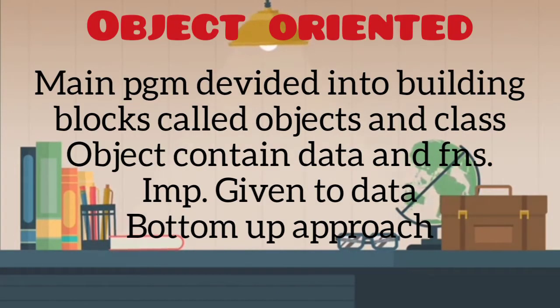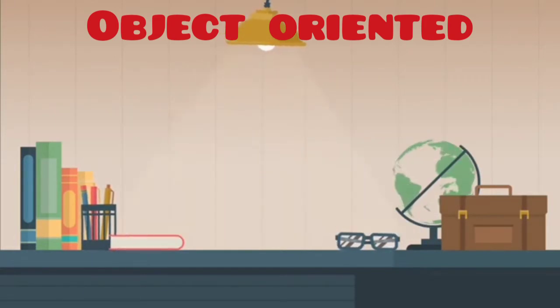Next, object-oriented programming. In object-oriented programming, the main program is divided into building blocks called objects, and these objects contain data and functions. In object-oriented programming, importance is given to data rather than functions. It does not allow data to flow freely from one function to another. It follows the bottom-up approach.